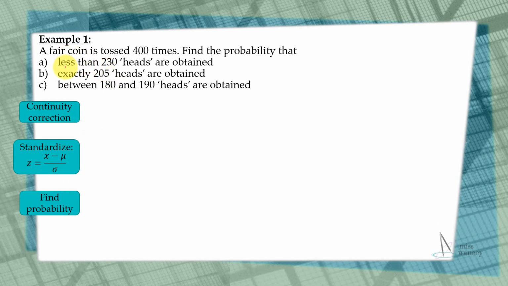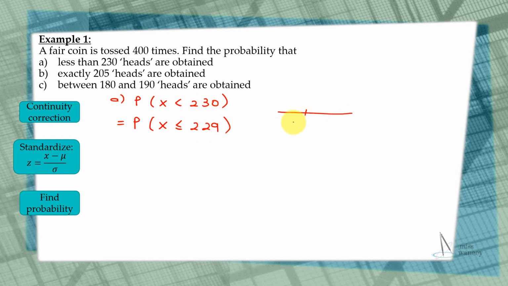Okay, so A: the probability that less than 230 heads are obtained. Firstly, we need to write down the probability. So for A, the probability for x less than 230. Before I do the continuity correction, I prefer to have the equal sign. So x less than 230 should be x less than or equal to 229. For less than, you simply subtract 1, so you get 229.